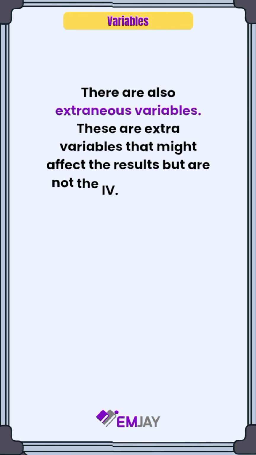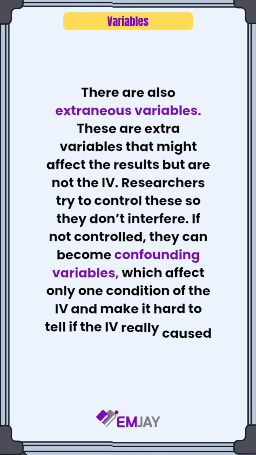There are also extraneous variables. These are extra variables that might affect the results, but are not the IV. Researchers try to control these, so they don't interfere. If not controlled, they can become confounding variables, which affect only one condition of the IV, and make it hard to tell if the IV really caused the change in the DV.